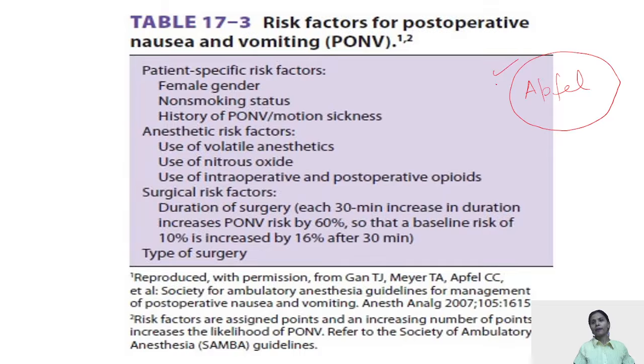Please remember that name. This is MPhil criteria. We have patient-specific risk factors like females, patients with no history of smoking, or a history of prior PONV. Then anesthesia: your volatile anesthetics, nitrous oxide, and opioids. All three can increase the chances of PONV.